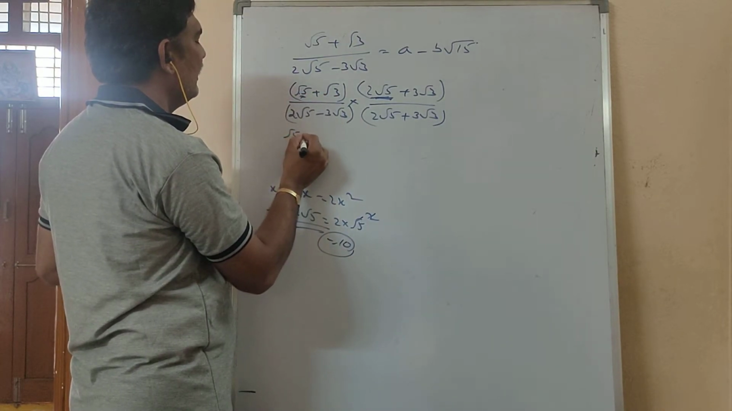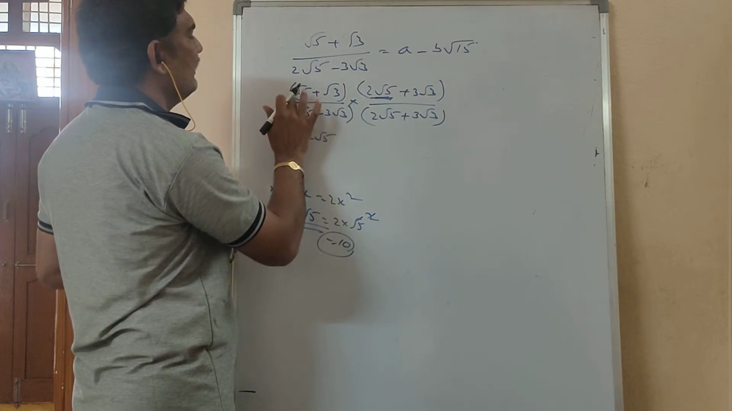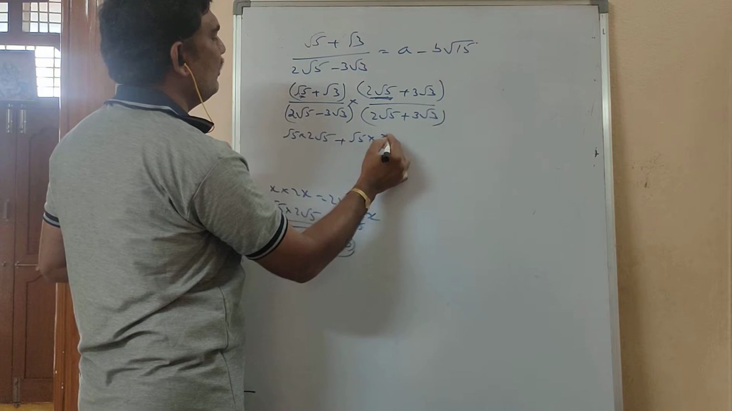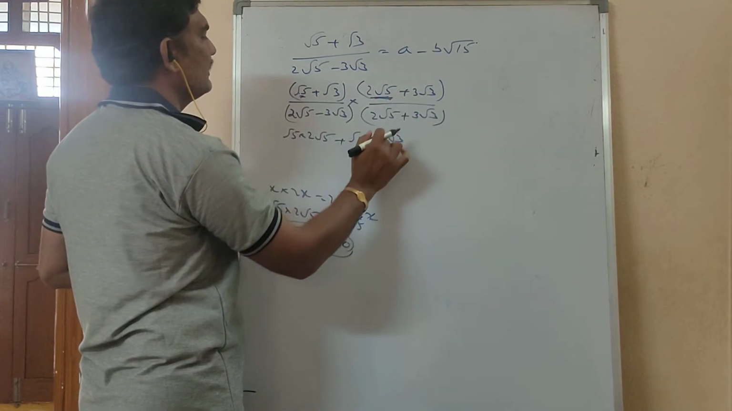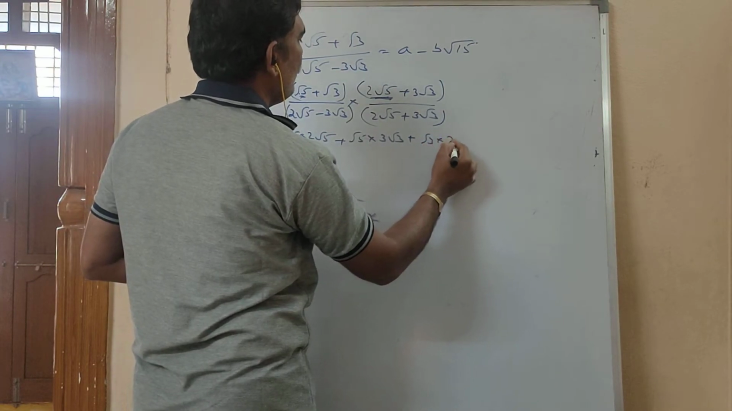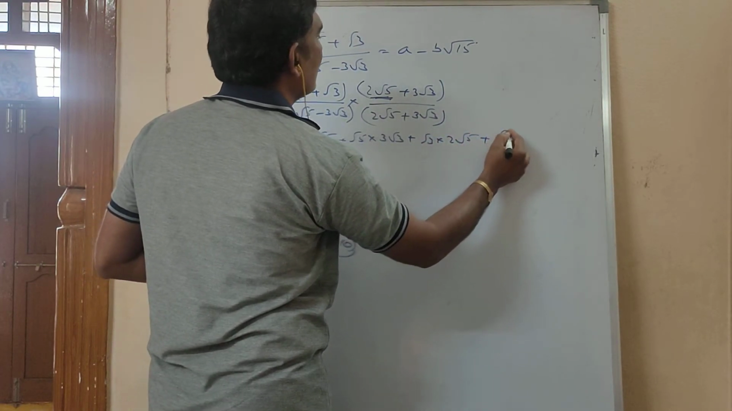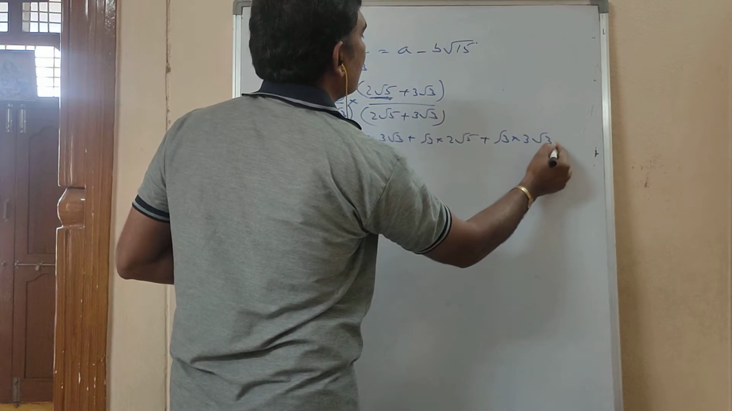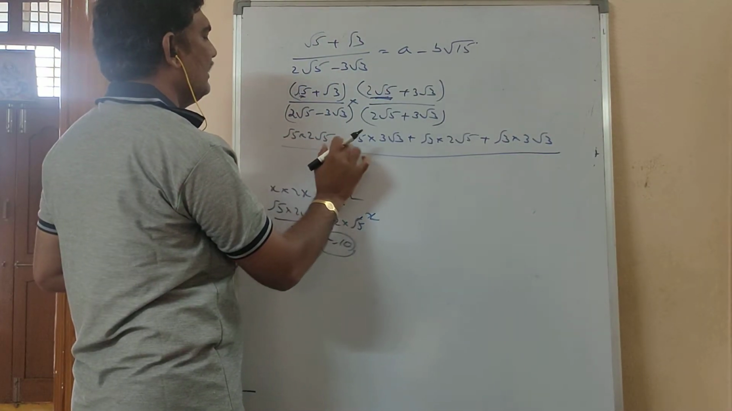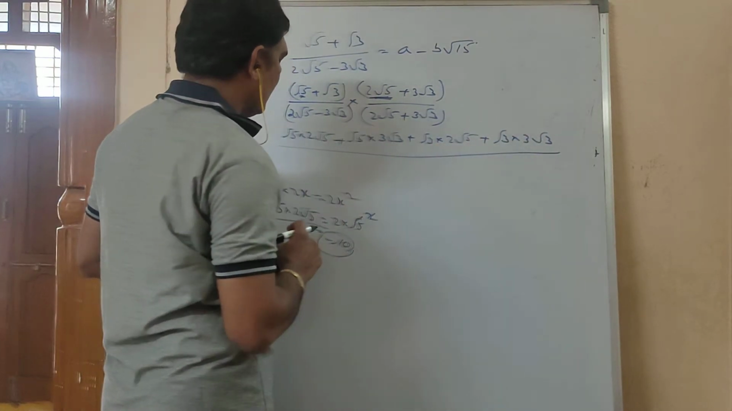Root 5 into 2 root 5. With this one I multiply, plus root 5 into 3 root 3. This into this one. Next, root 3 into 2 root 5. Root 3 into 3 root 3. Numerator is completed. 2 terms into 2 terms, 4 terms. 1, 2, 3, 4 terms are there.